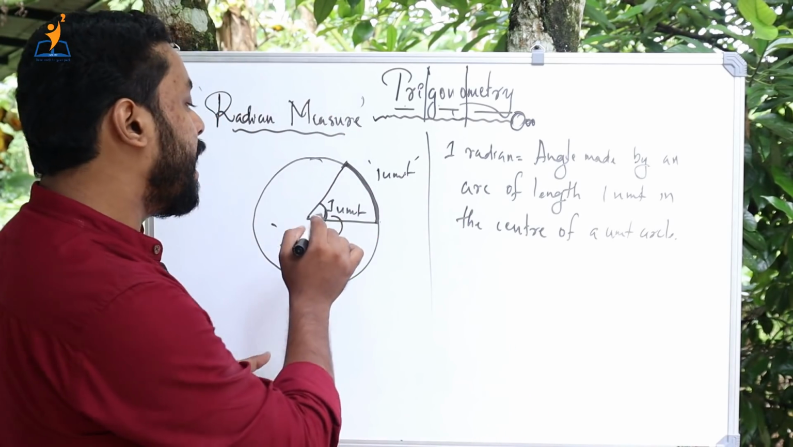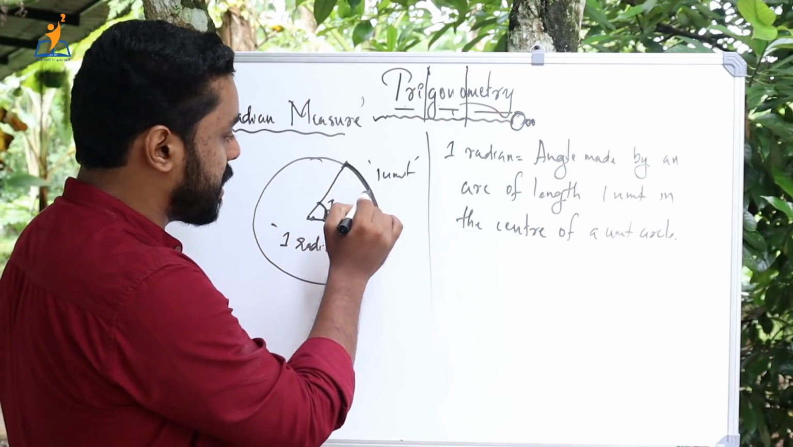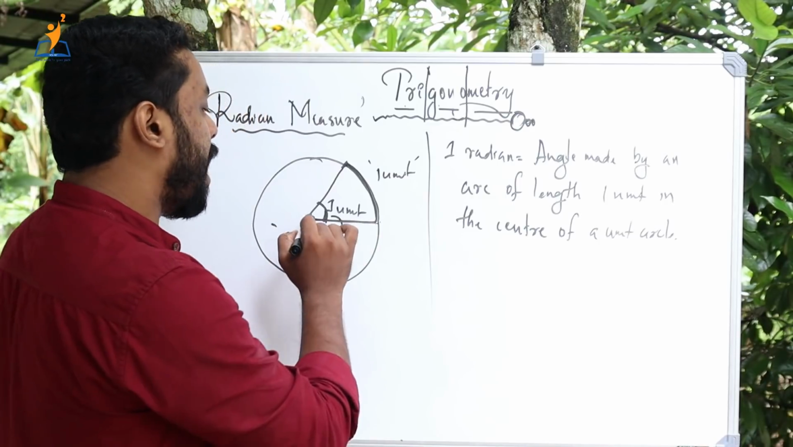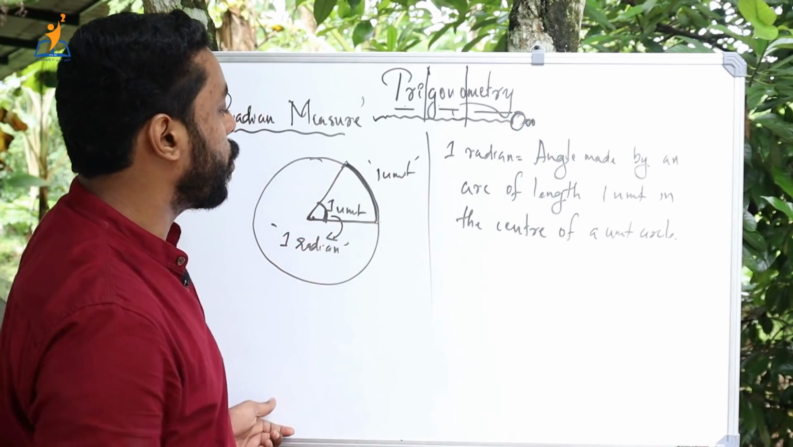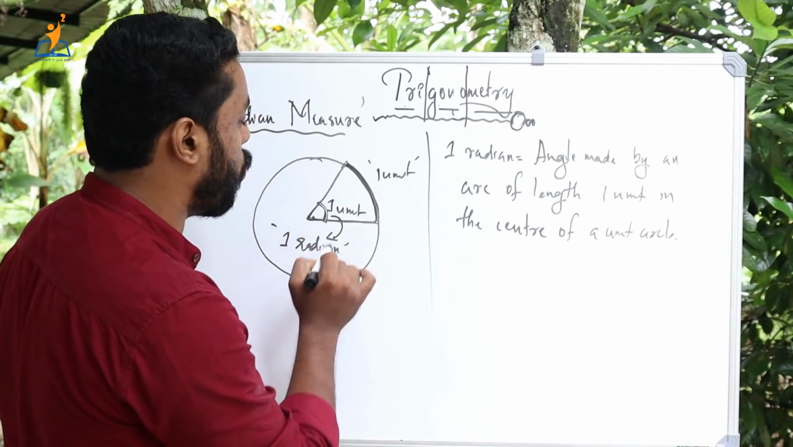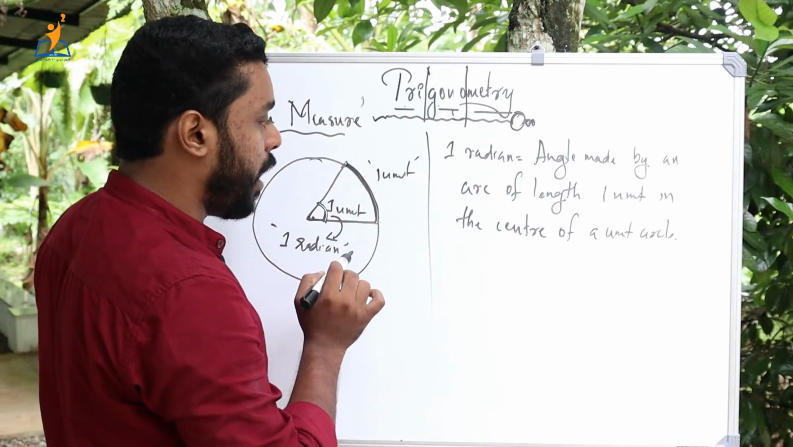So 1 radian can be marked like this, where this is the arc of length 1 unit, and this is a radius of 1 unit, this is also a radius of 1 unit. In between, we get an angle, and this is called 1 radian. So here we have an arc of length 1 unit.